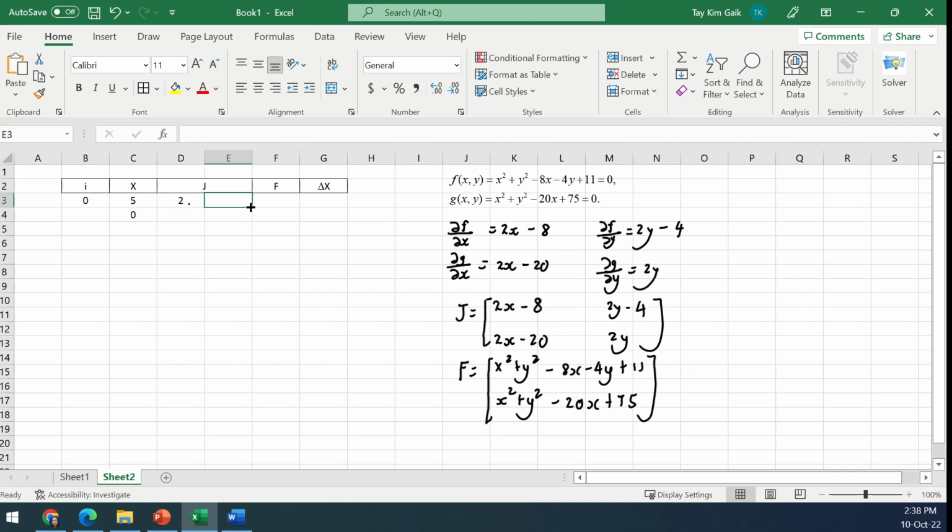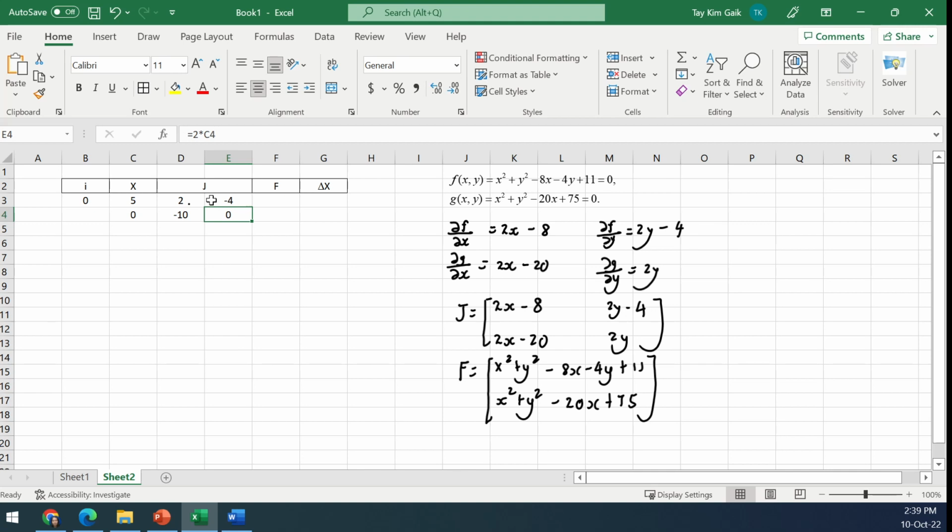First row, second column is 2y minus 4. So 2 times, click the location of the y, minus 4. y is 0, so minus 4 you get negative 4. Center it. Second row, first column of the Jacobian is 2x minus 20. So 2 times, click the location of x here, minus 20. Center it. The last entry is 2y, so equal to 2 times this y. Done. So we completed the Jacobian matrix.